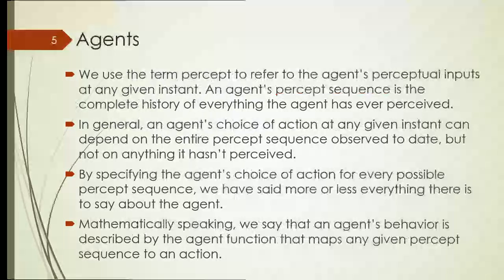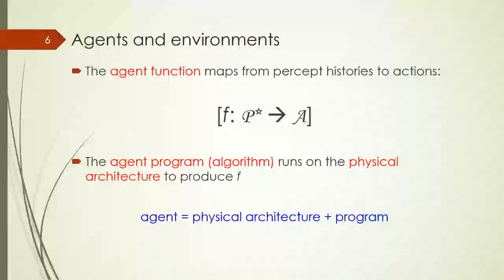Okay, so mathematically, we can define an agent function as something like this: a function which maps percepts to actions. A function which receives inputs and based on inputs makes a decision about next action. The agent program or algorithm runs on physical architecture and produces F.